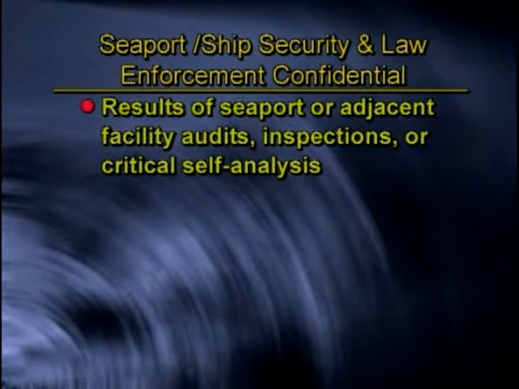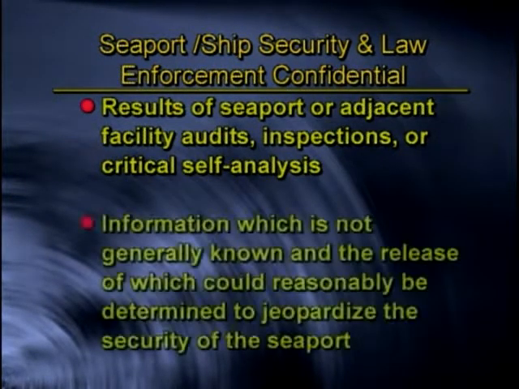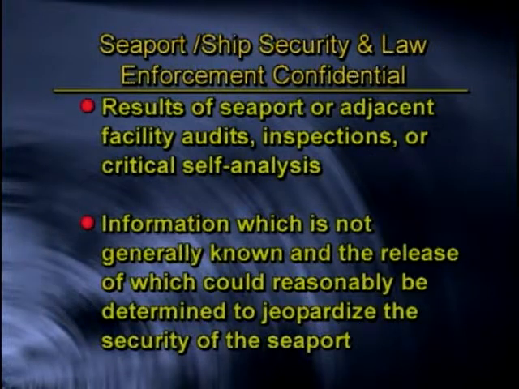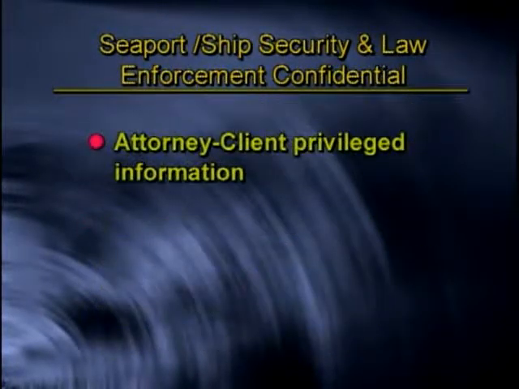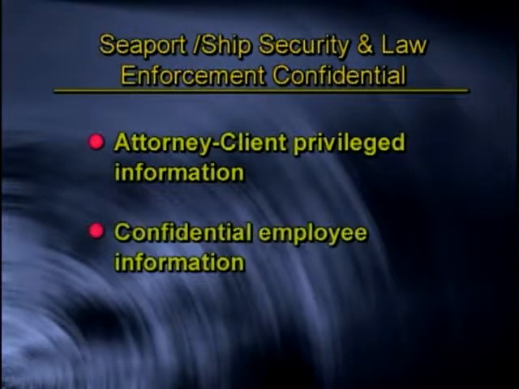Results of seaport or adjacent facility audits, inspections, or critical self-analyses, including legal documents that you may receive from counsel. Information which is not generally known to the public and the release of which could reasonably be determined to jeopardize the security of the seaport. This could also include intelligence that you receive insofar as threat vectors that are directed against your port or your ship. Attorney-client privileged information, confidential employee information, of course, and that's of significance in the United States where there's so much tort law that is arrayed against any employer who fails to protect sensitive information relating to an employee.